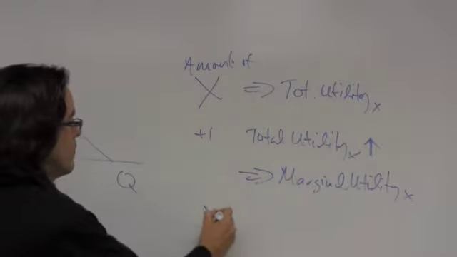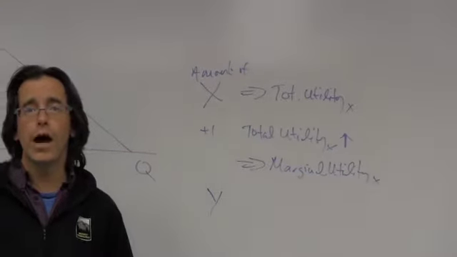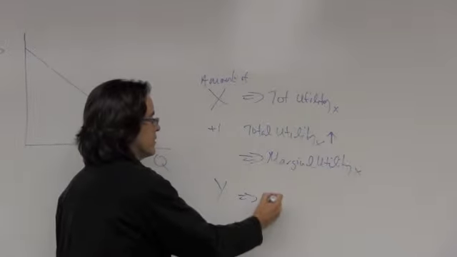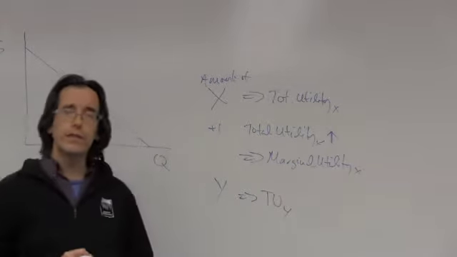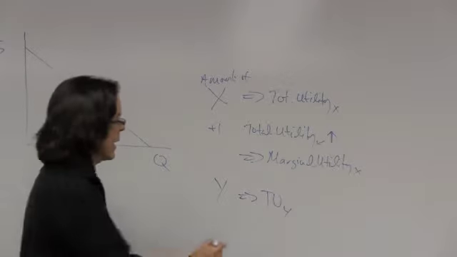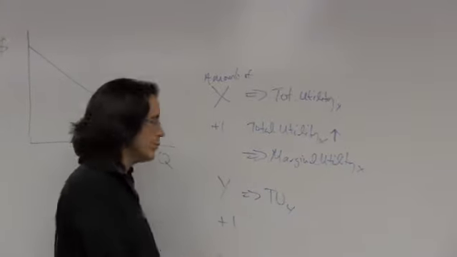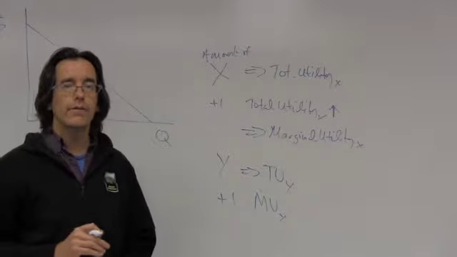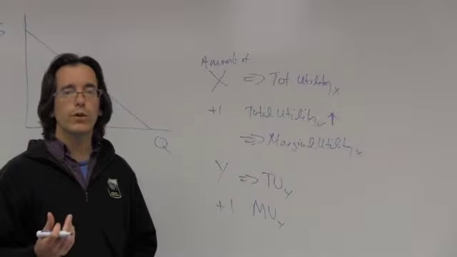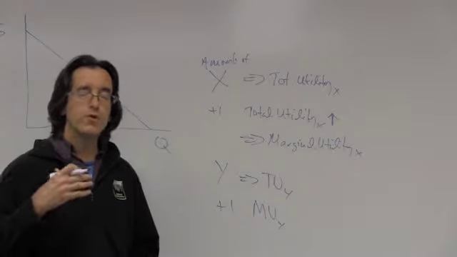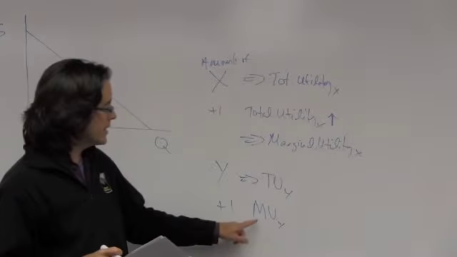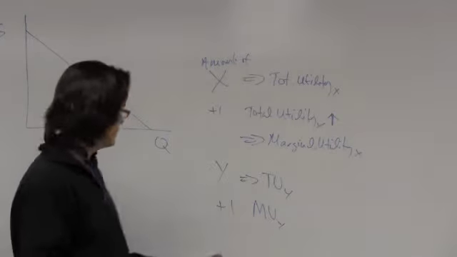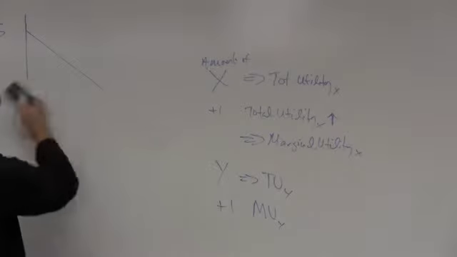Well, the same thing will happen for our second good. We'll consume Y, we'll get a certain amount of total utility related to that. We can calculate, if we consume one more unit of Y, what the marginal utility of consuming one more unit of Y would be. Okay? So, but it's still not telling us, we're not incorporating money yet. So I'm going to erase this.